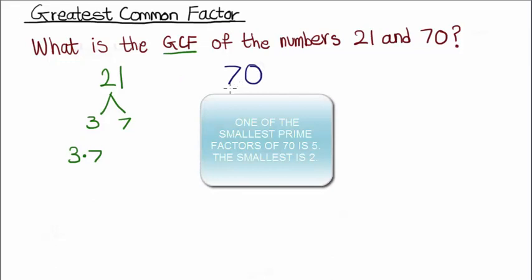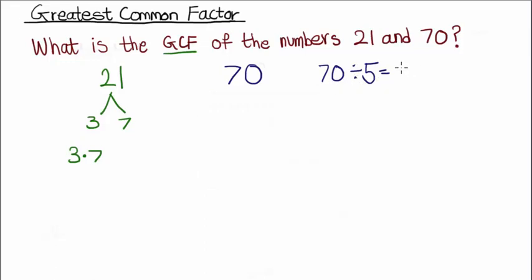The smallest prime factor for the number 70 is the number 5. This is because when I do 70 divided by 5, I get the whole number answer of 14. So on one branch I have the number 5, and on the other branch I have the number 14.